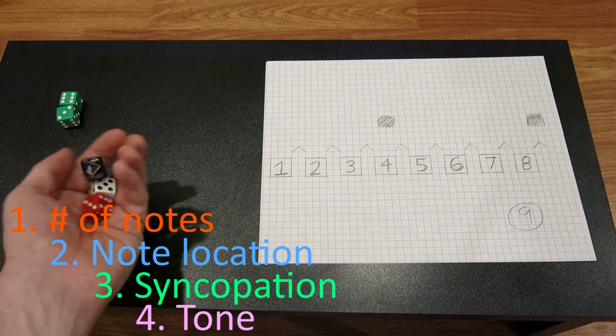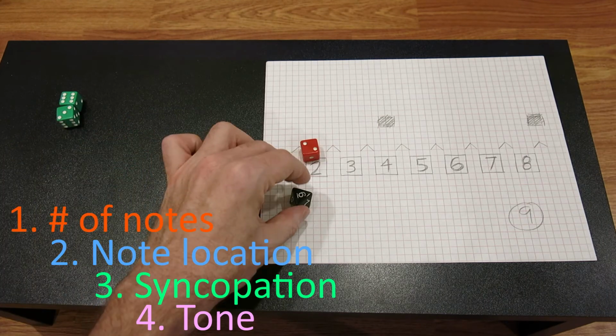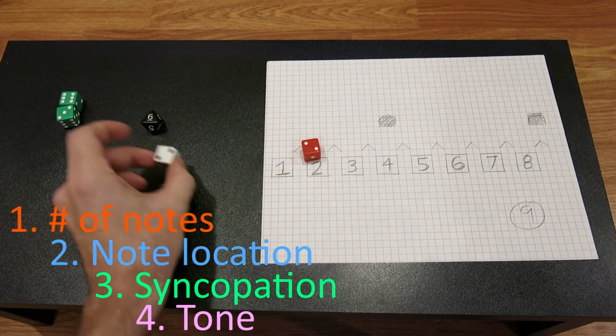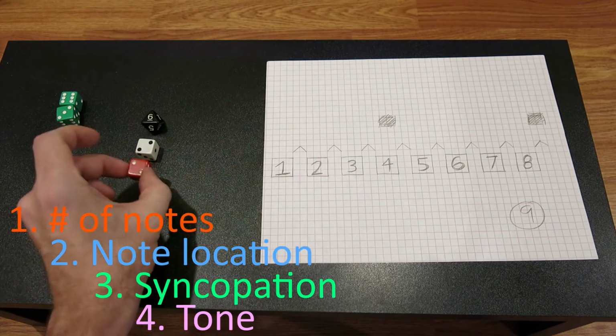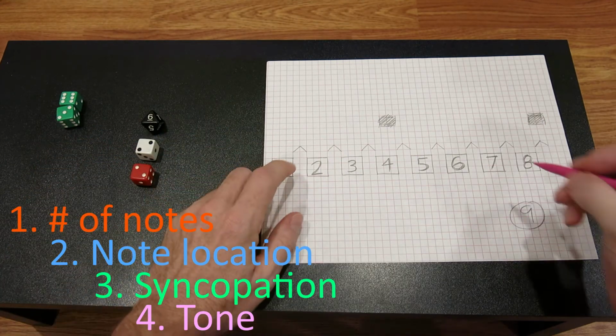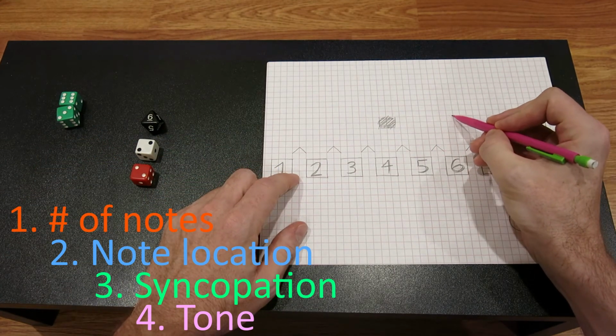I'll roll them all, save some time, and I get the six on a downbeat, that's a don. Okay, here we go.